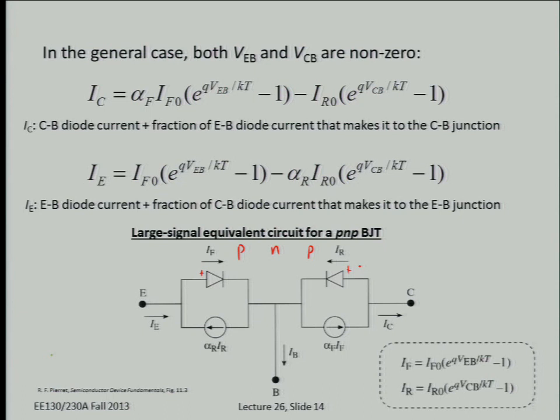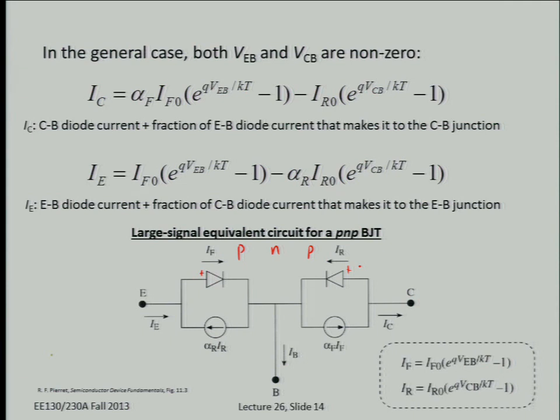So you can model the current flowing into the emitter, the base, and the collector terminals as two diodes that are facing each other like this. But because it's a BJT, because the base region is so short, you actually can have current due to one diode showing up at the other diode.